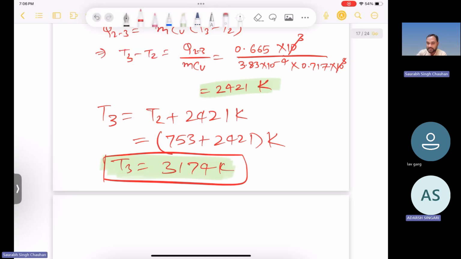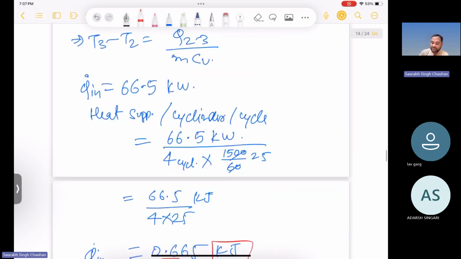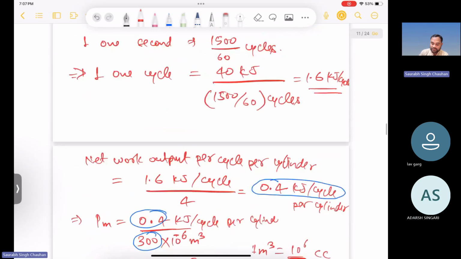And also we are assuming that this is an ideal cycle, and in ideal cycles, values are usually high. But the temperature ranges are in this range. So these calculations we have done by assuming that the cycle was an Otto cycle.